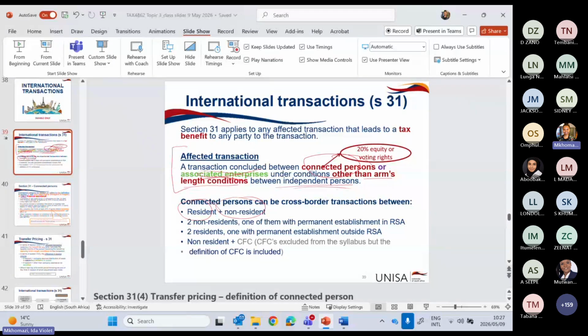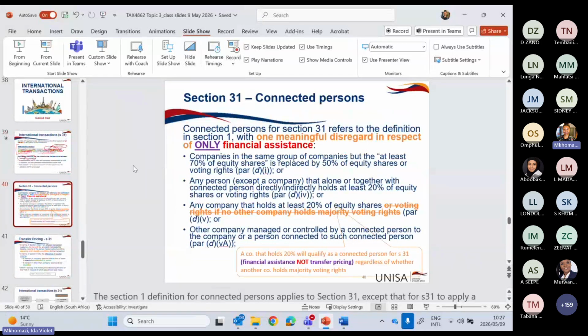So the key words for me when I look at an affected transaction definition are connected person and conditions that are not at arm's length. Connected persons, I think I mentioned earlier on, is defined in Section 1 of the Income Tax Act. So remember to highlight the definition for yourself. Just pay attention to Section 31. There's a rule on connected persons specifically for financial assistance, right? So please go through the slide and see the bit of change regarding the definition of connected persons for financial assistance.